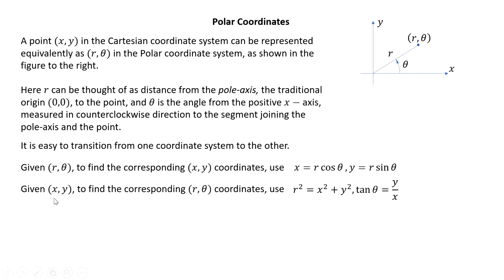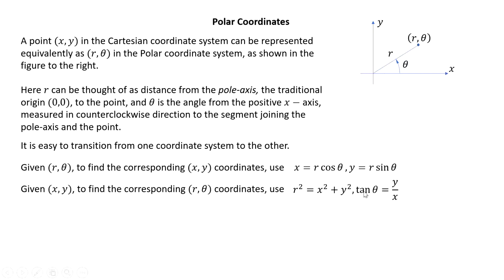Or if you're given x and y, can you find r and theta? Yeah, the relationship is r square is x square plus y square, and tangent theta is y over x. Now I want you to pay attention to something. Notice how I'm not saying r equals square root of x square plus y square. Rather, I'm leaving it as r square is x square plus y square. That's because it's possible for r to be chosen to be a negative value.